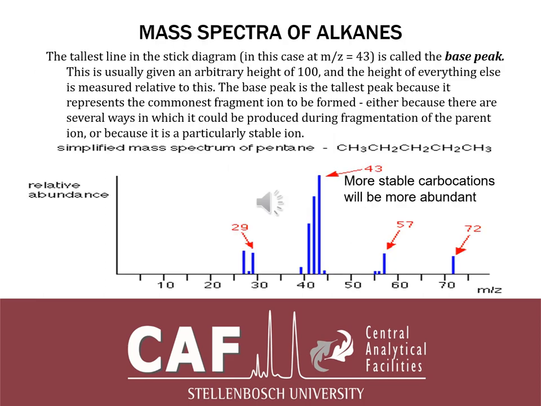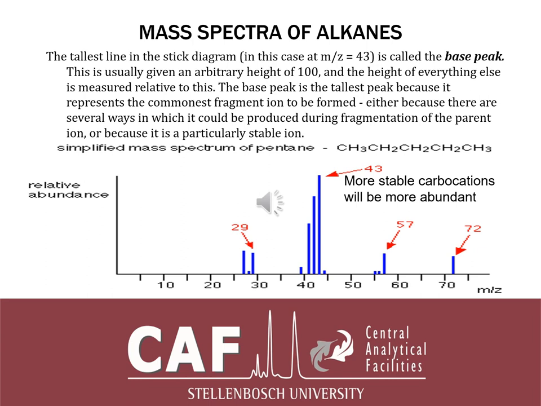Some brief explanation of the mass spectra of alkanes. In this case, what we're seeing here is the mass spectrum of an unbranched alkane. Fragmentation always happens from the simplest fragmentation that can happen. For instance, first lose the methyl group, and then the methyl group and the ethyl group, up until the whole molecule is completely fragmented.